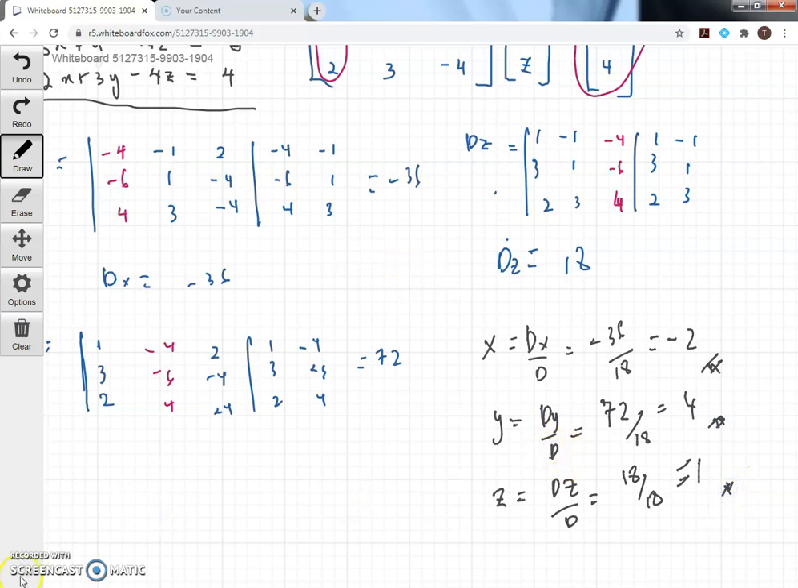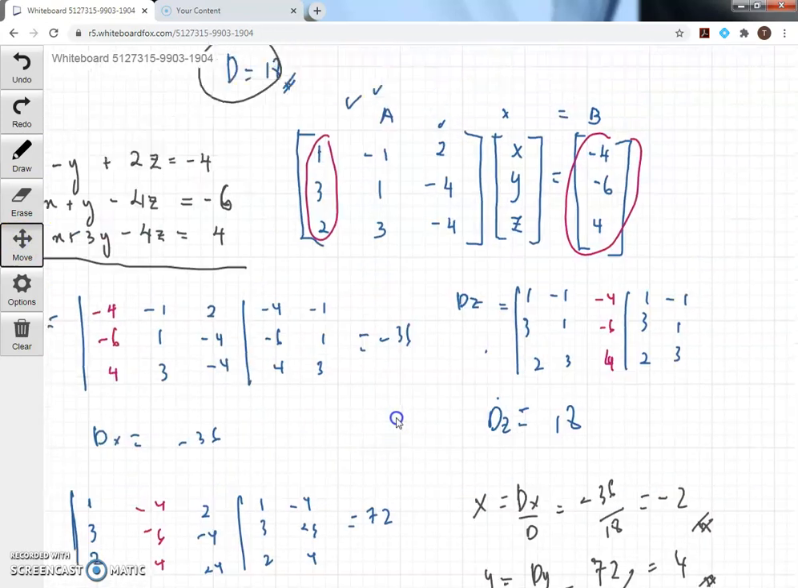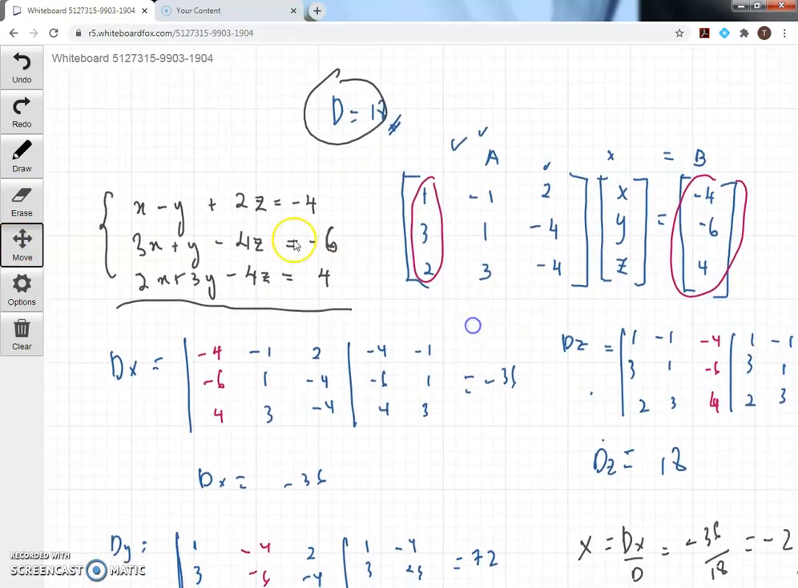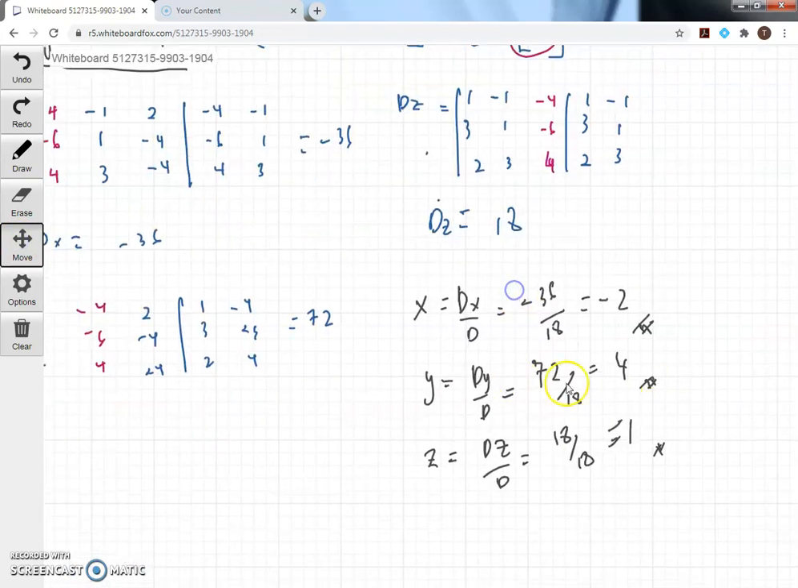Actually, you can try to compare this kind of question by using the elimination method, and you are supposed to get the same answer, because each method will lead you to the same answers. Alright, so I think I stop there.